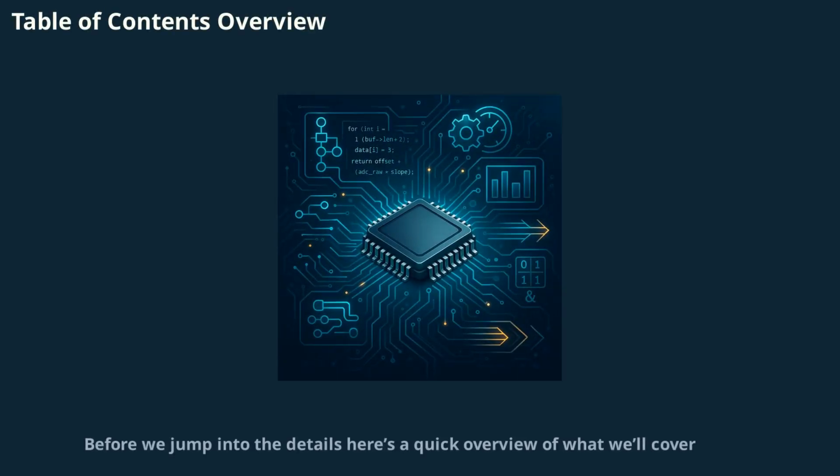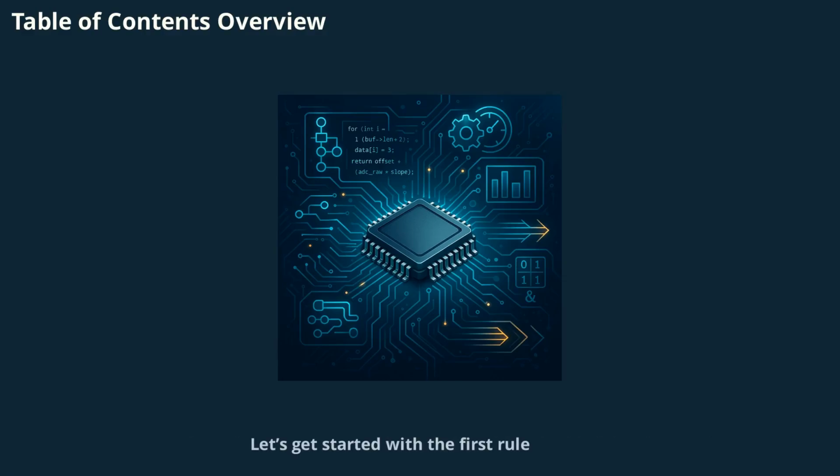Before we jump into the details, here's a quick overview of what we'll cover. We'll start with choosing the right algorithm, then move through topics like data types, memory management, interrupt routines, and hardware acceleration. Each rule is supported by practical examples so you can see how these concepts apply in real-world embedded development. Let's get started with the first rule.